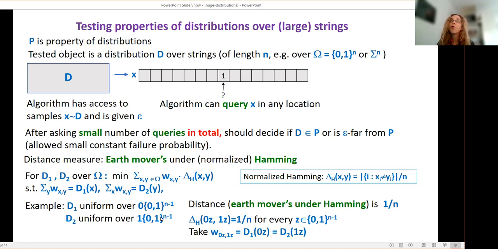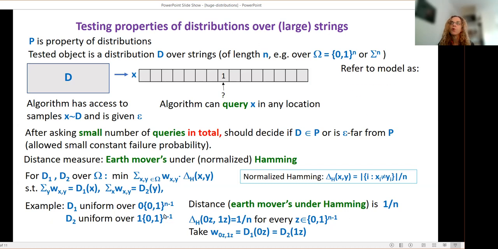And hence the total cost that I pay here is just 1 over n. Note that this differs from the total variation distance, where the distance is 1, just because they have disjoint support. So here the distance takes into account the distance between strings.